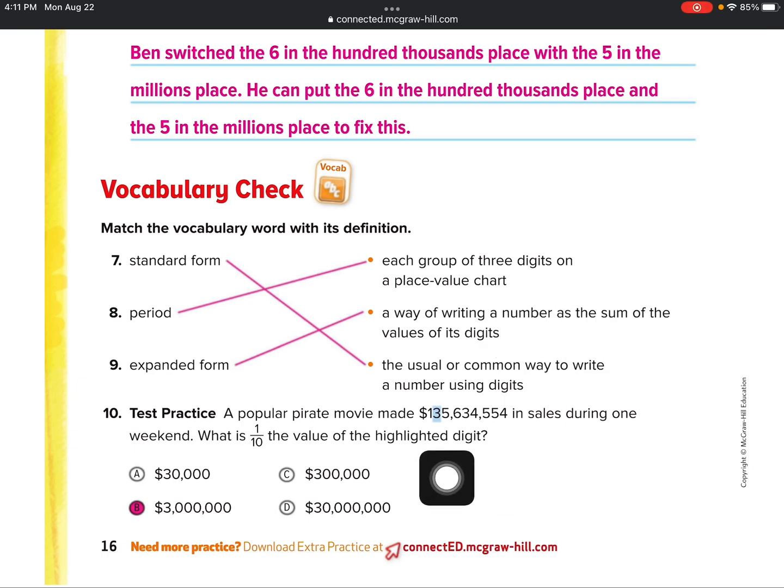This is that tricky one I was telling you about where it's 1/10 the value of the highlighted digit. That number right there would be 30,000 is its value. But if we were to do 1/10 its value, we would move it 1 spot to the right, which would mean it would be in that spot where that 5 is. So that would be in the million spot. So then 3 million is what the value would be.